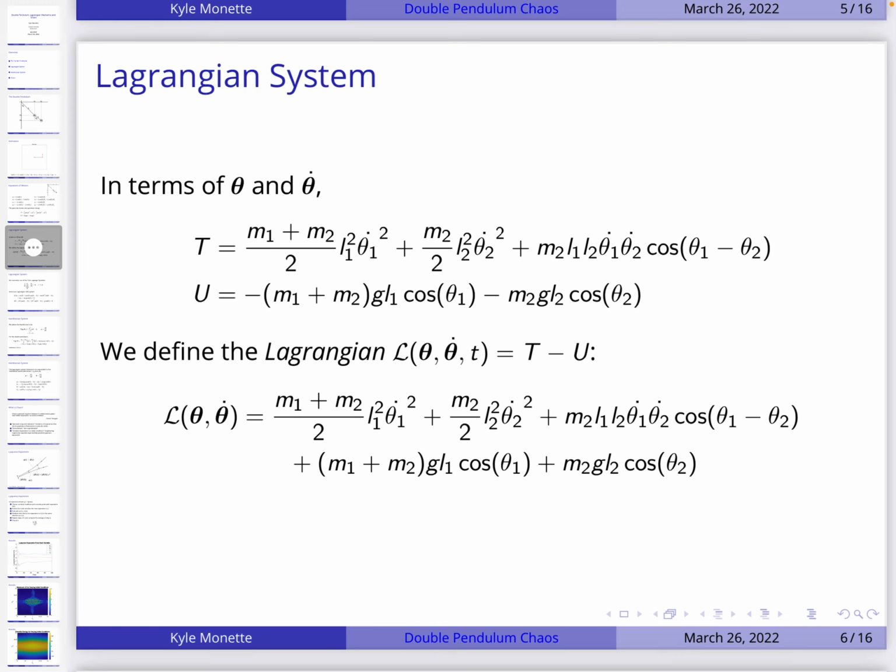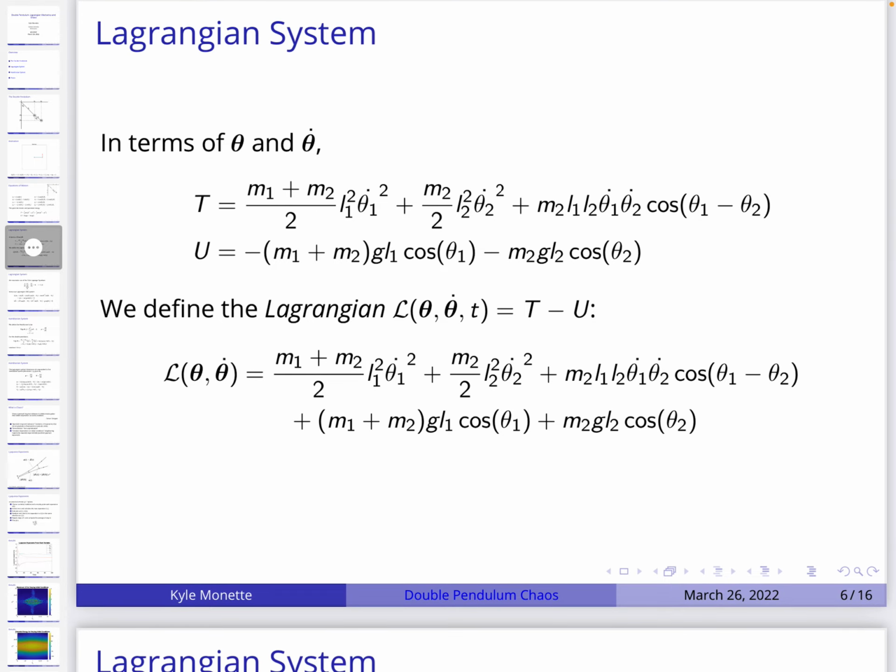And then we can define the Lagrangian, which is a function of theta, theta dot, and t. Here, there's no explicit dependence on t. And it's defined to be T minus U. So this is it. It's just the difference between them.